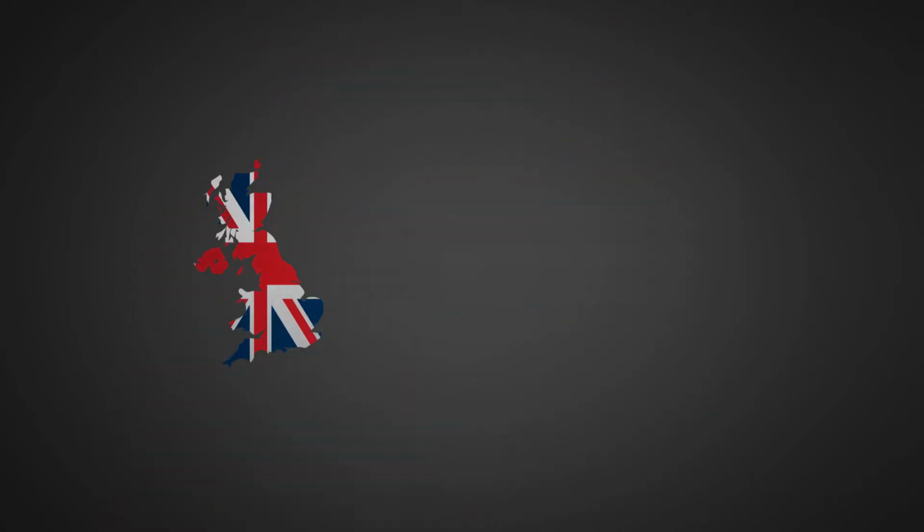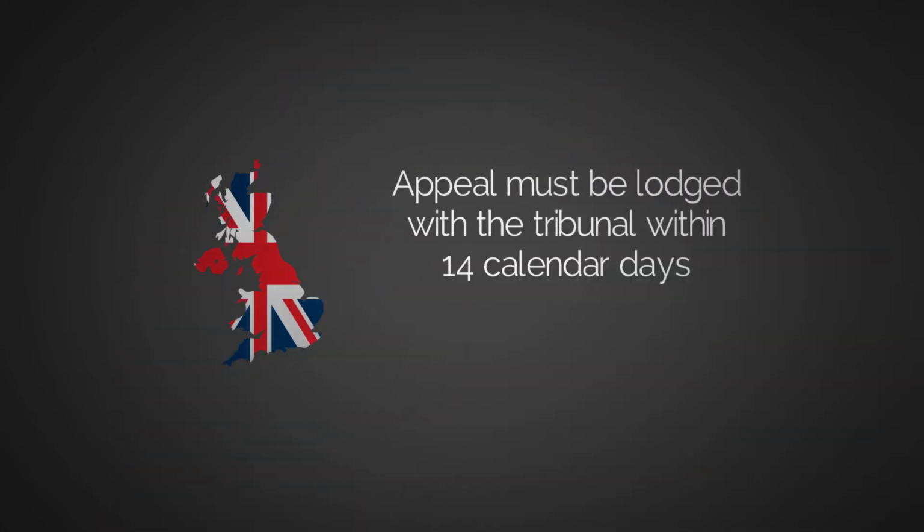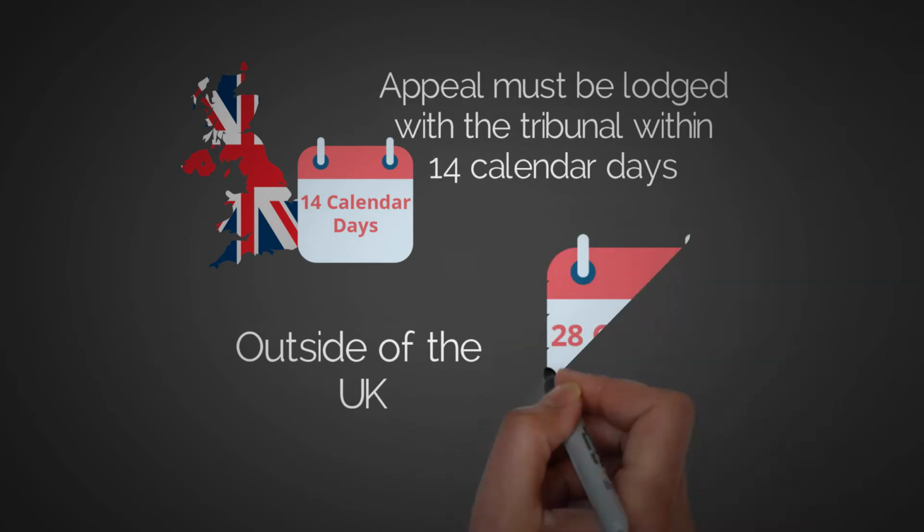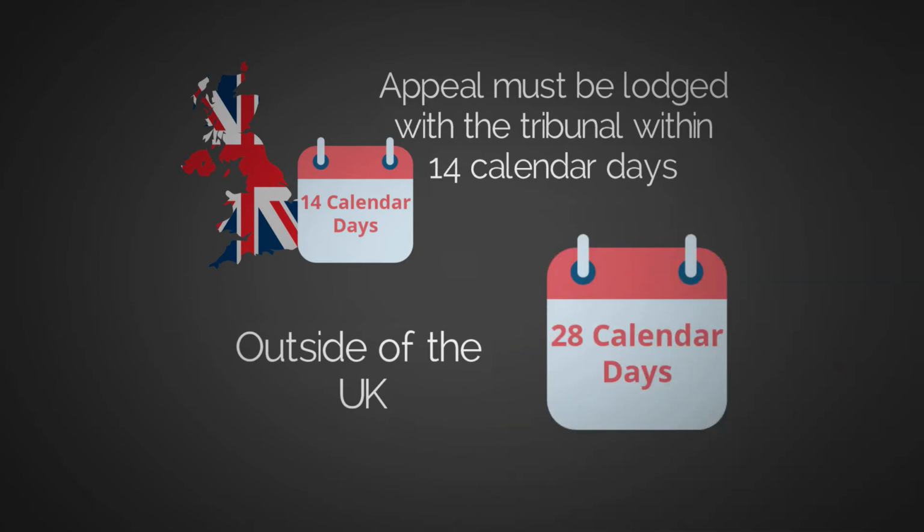Do remember that if you are in the UK, then your appeal must be lodged with the tribunal within 14 calendar days of the date that you were sent the notice of decision. If you're outside of the UK, then you must appeal within 28 calendar days from the date that you received the entry clearance decision. There are very limited circumstances in which you can apply to the tribunal to extend the deadline for appealing. So don't hesitate to contact me or email me if I can be of help.